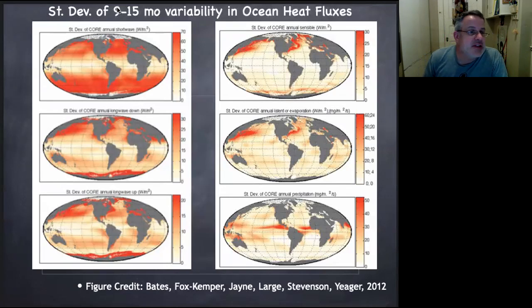Here's the standard deviation of 9 to 15 month variability in ocean heat fluxes. So this is air-sea heat fluxes, basically a map of where the variability is in the annual fluxes. The top is shortwave. This is the sun changing. This is the part we're always thinking about, but actually the longwave, the outgoing radiation, also changes.